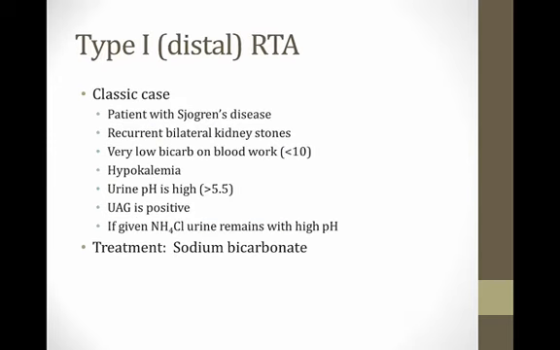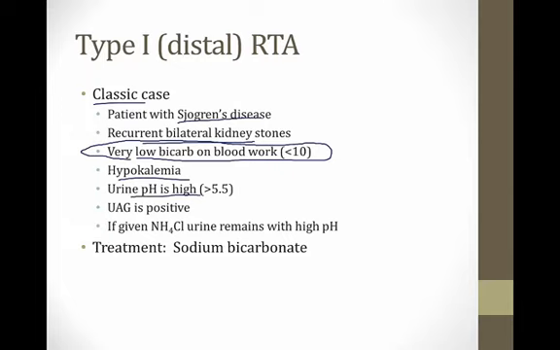So the classic case of a type 1 RTA that you should know for your boards is a patient with Sjogren's disease or maybe rheumatoid arthritis who has recurrent and bilateral kidney stones. The blood work shows a very low bicarb. Remember that in type 1 RTAs the bicarb gets under 10. There's hypokalemia. The urine pH is high, which is greater than 5.5.